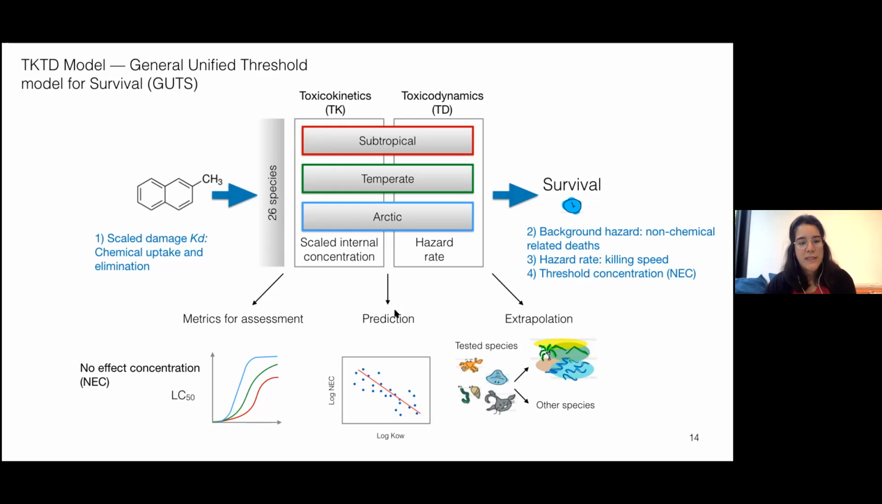So the objective, as I just said, was to get these NEC values and to build the species sensitivity curves from different regions, Arctic, temperate, and subtropical regions, and to see if there were correlations within the parameters that could allow for prediction and hopefully extrapolation to untested species.